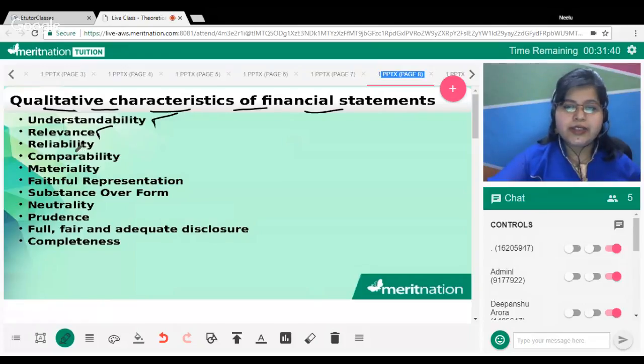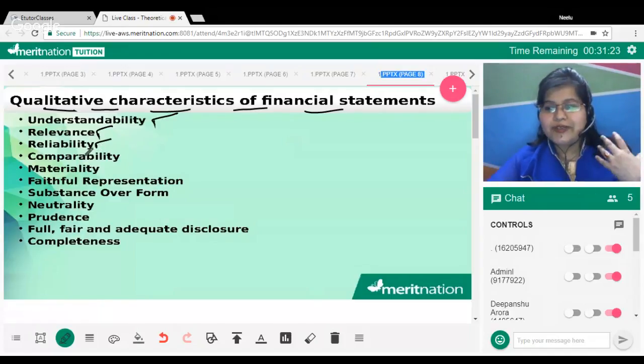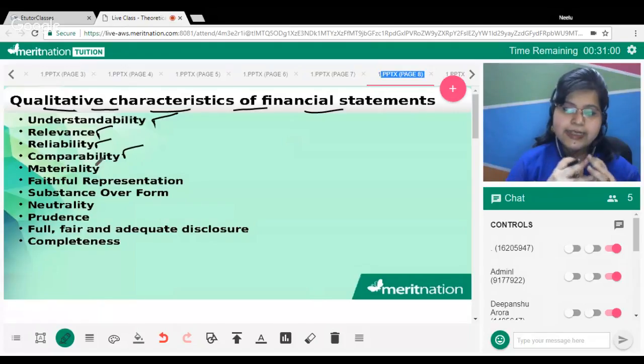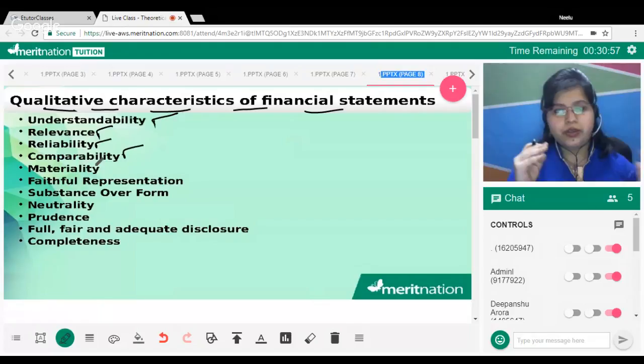Then is relevance. Relevance means that the financial statements should contain information that is important or relevant for the users. Then is reliability. Reliability means it should be true and fair. It should be accurate. The financial statements should be such that users can base their decisions on those financial statements. They should not be laden with errors or frauds. Comparability. That is, the financial statements should be made in a manner that we can easily compare the financial statements of two or more years, as well as one business's financial statement with the other.